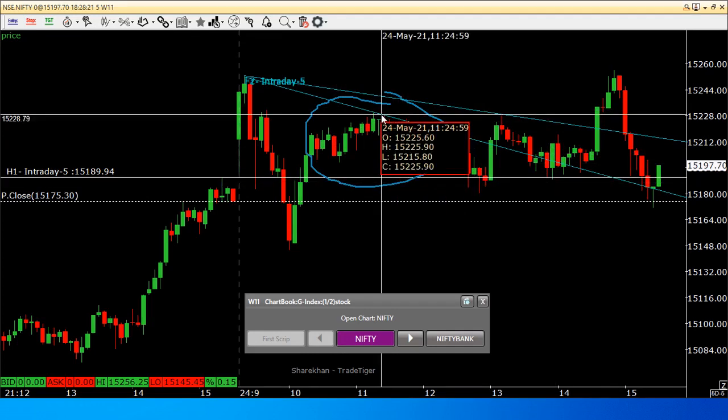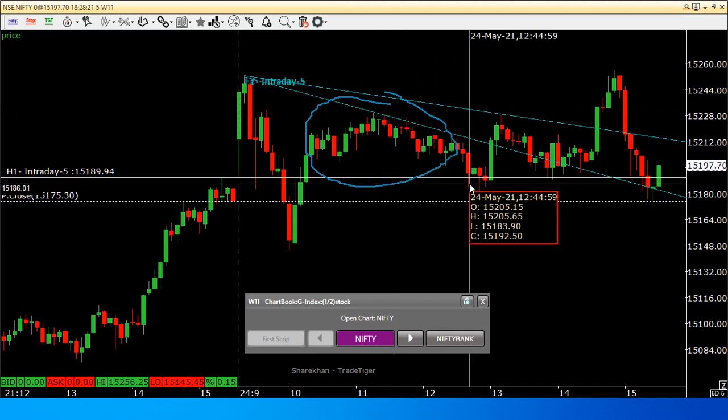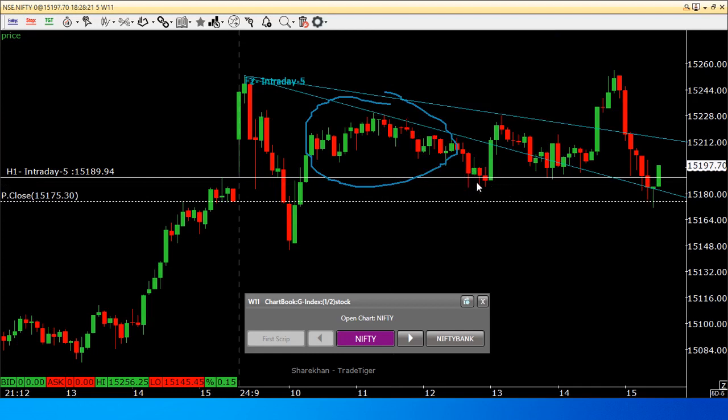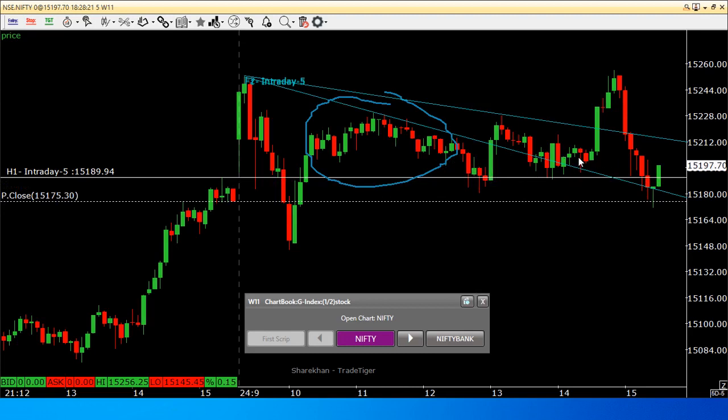I was sure when it didn't break the trend line here, so I had the position here and I booked it here partially. I had also said during the market hours that there is going to be a very sharp rise and fall on both sides. Exactly, that is what I did and booked my profit here. But I didn't take any position on this side.